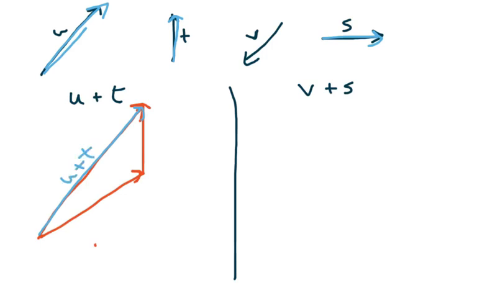Now let's do V plus S. First I'm going to draw V. V goes down, so I'm just going to try to copy the same direction and the length. Now S is horizontal, so from the tip of this V vector, I draw my S. I started with V, so tail to tip, I start here and connect it. This is your V plus S.